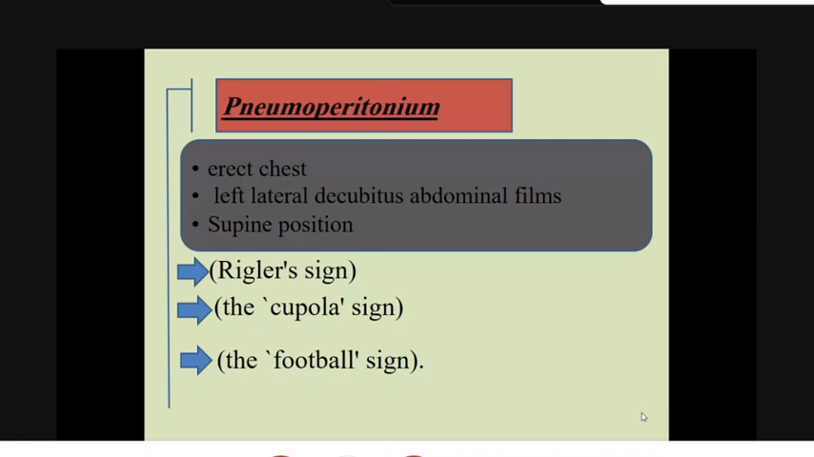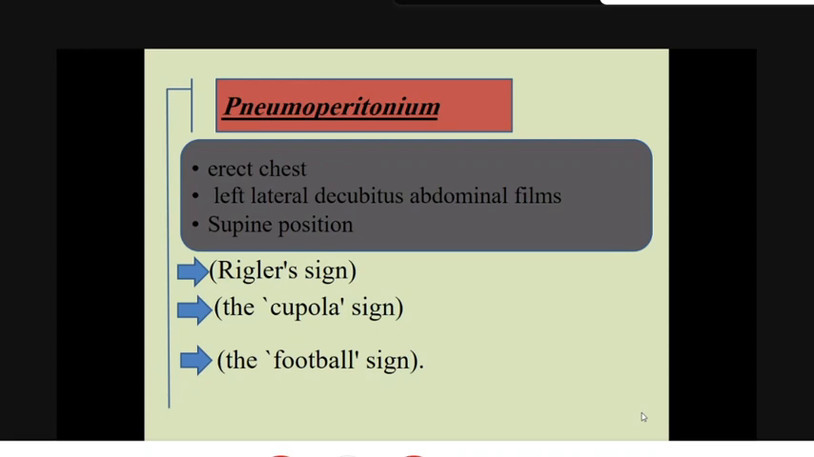So what can we use to diagnose a pneumoperitoneum? We can use an erect chest x-ray, a left lateral decubitus abdominal film, and we can use the supine position. Of course, we can use the erect plain abdominal film, but it is better replaced by the erect chest. So what are the radiographic signs on the erect chest, the left lateral decubitus film, or the supine position?